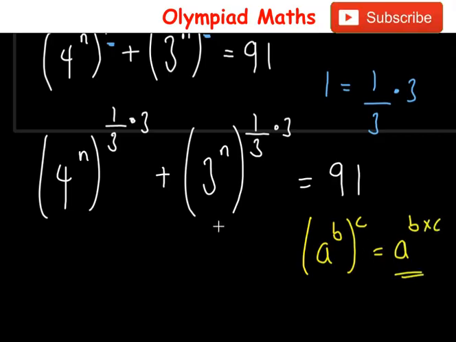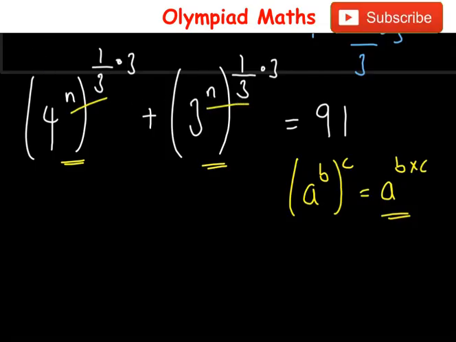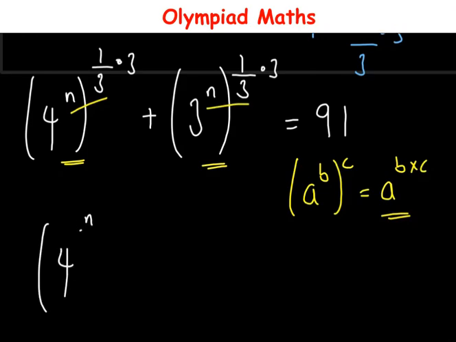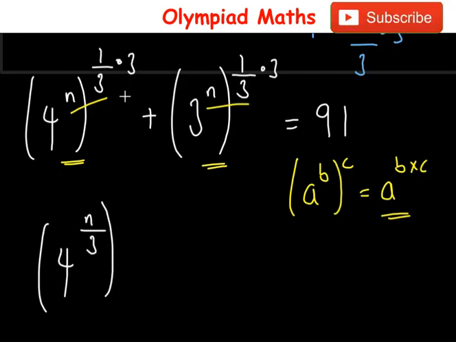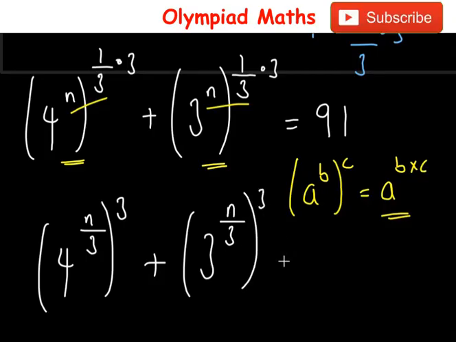So applying this rule right here and here also, what we have is this: power n will multiply 1 over 3, and power n will multiply 1 over 3. So this becomes, in brackets, 4 raised to power n over 3, then all raised to power 3, plus, in brackets, 3 raised to power n over 3, then all raised to power 3, and this equals 91.